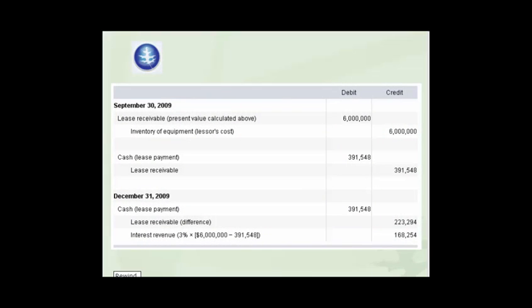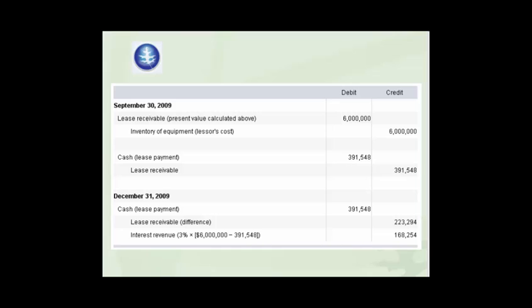Okay, so the first entry records the lease receivable, and we know that present value is equal to $6 million. The credit goes to inventory of equipment. That's the lessor's cost at $6 million. Then we also receive a payment on September 30th, so we debit cash for $391,548, and we credit the lease receivable in that same amount. On December 31st, 2009, we receive our second payment, so we debit cash of $391,548, and we credit interest revenue.